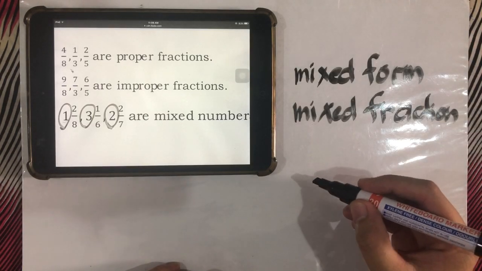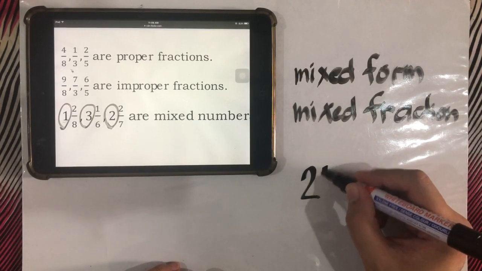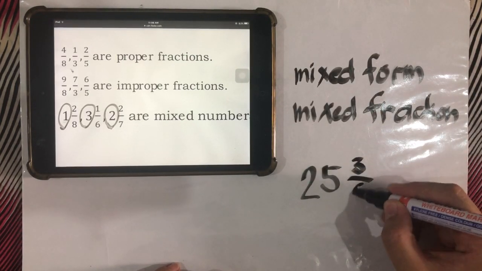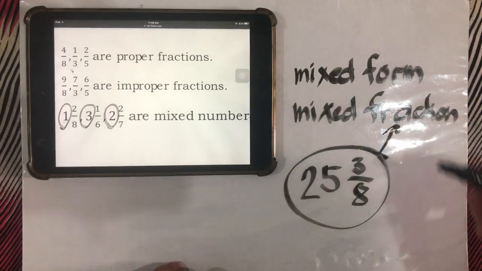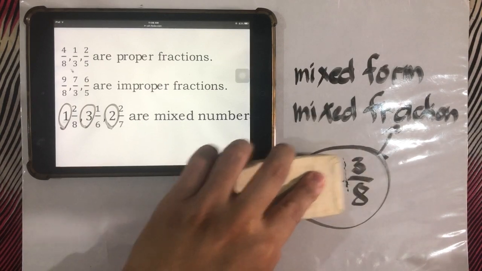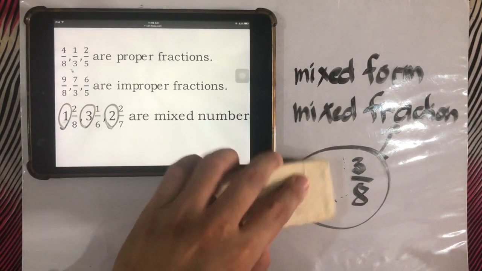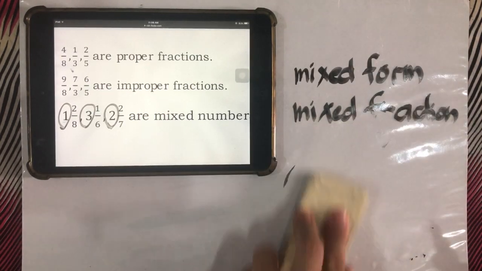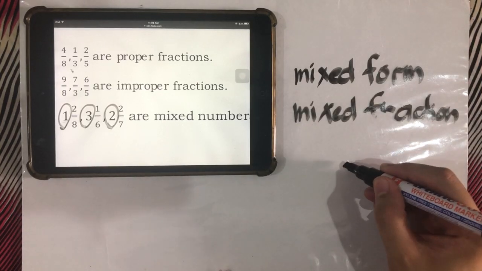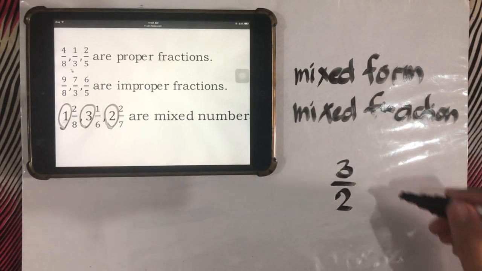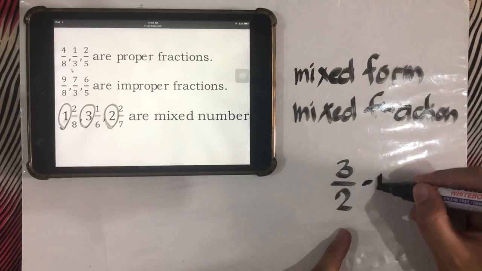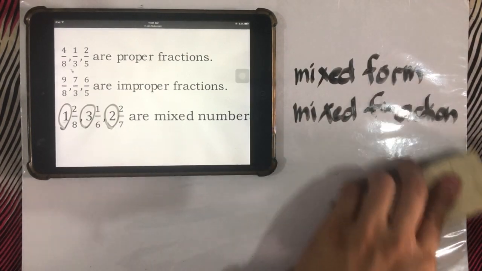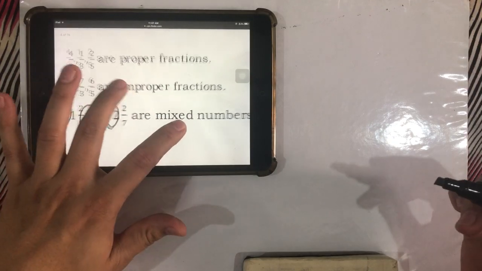Okay? Halimbawa, you have here a whole number, let's say, 25. And then your numerator, let's say, is 3/8. So, you have here an example of a mixed fraction. Pero kapag fraction lang, let's say, 3/8, we call that a proper fraction. Pero kapag mataas naman yung nasa ibabaw, let's say 3/2, this is now what we call an improper fraction. Okay, so that's their difference. Okay, so next, let's go to the next topic.